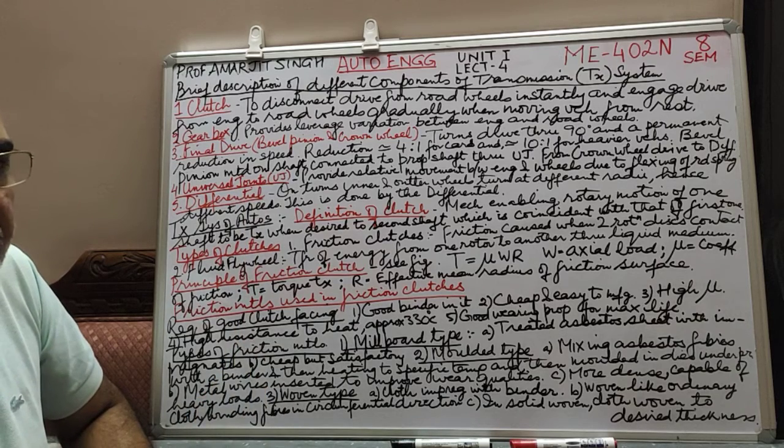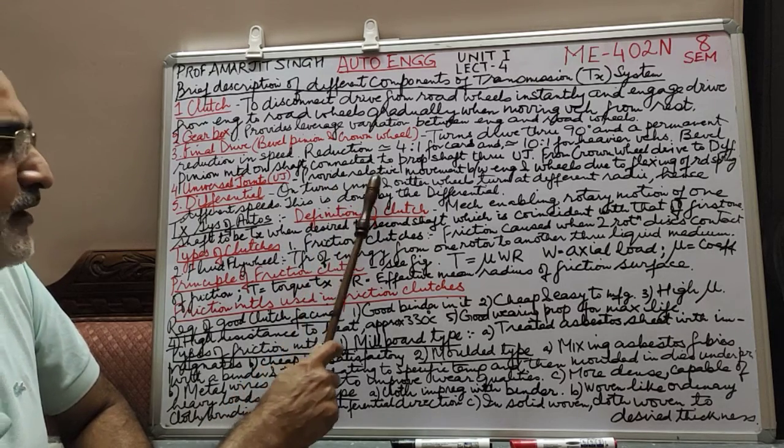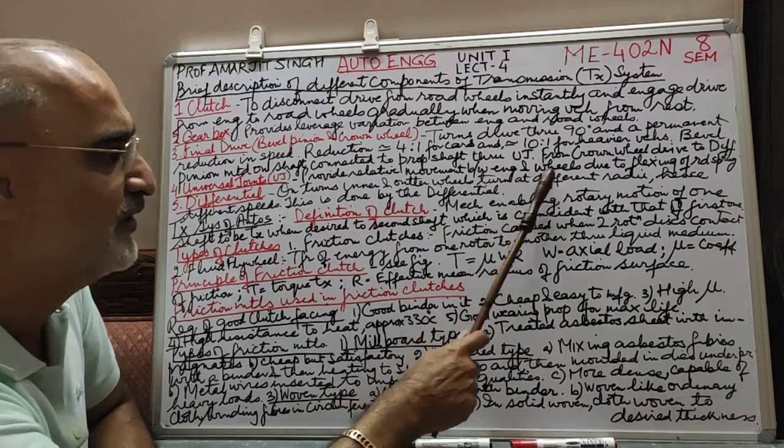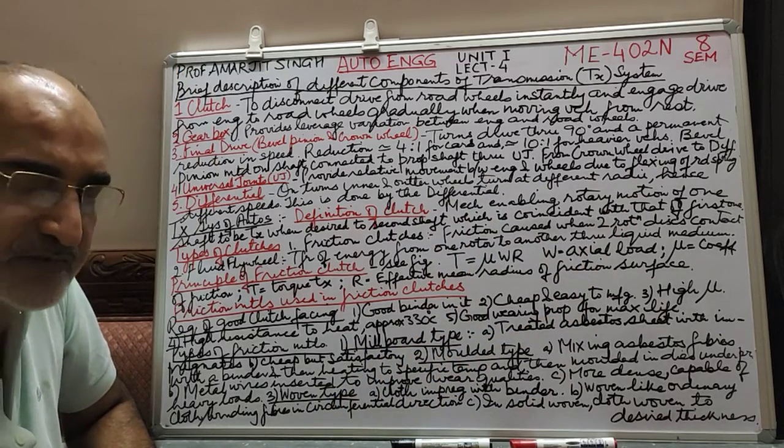Universal joints are generally in pairs. They are always two. They provide a relative movement between the engine and wheels due to flexing of road springs. The road springs will flex.